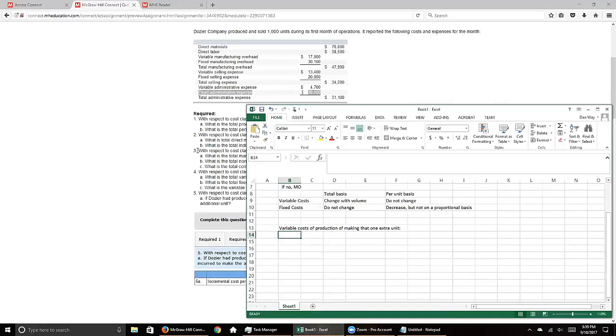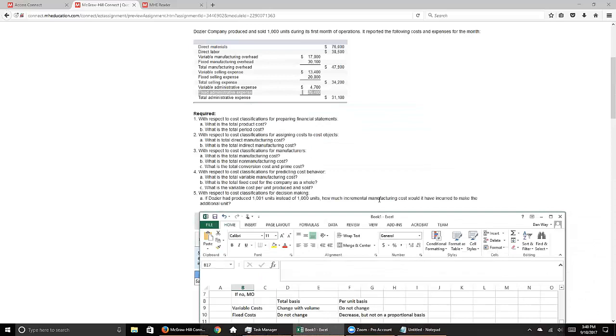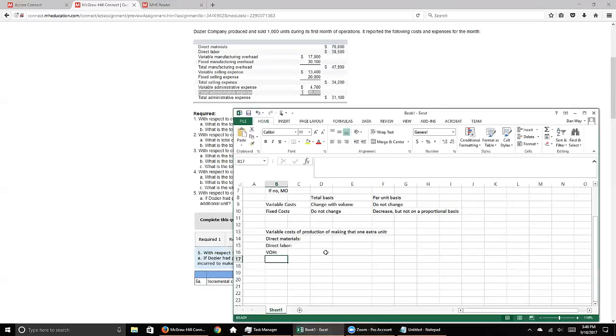I know that pretty much no matter what I'm making, I'm going to incur some costs related to direct materials for that extra unit, some costs related to direct labor for that extra unit, and then we'll also have to look at our other variable costs of production. In this particular case we had variable manufacturing overhead, so I'm going to abbreviate that. We're only concerned with incremental manufacturing cost, so really it's just my variable costs of production, or my variable product costs.